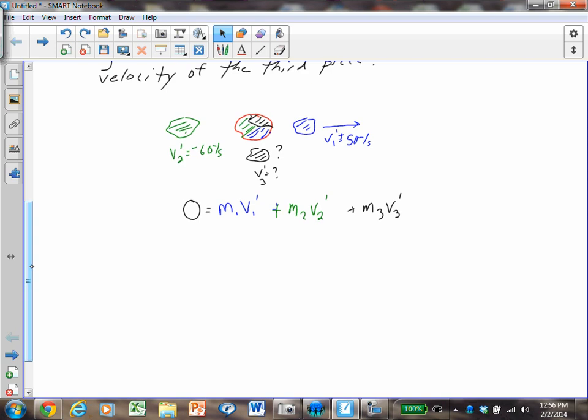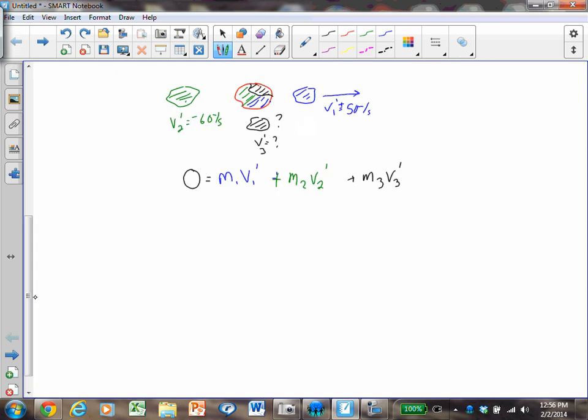So the blue piece that went east was 1 kilogram, and it was going positive 50 meters per second because it was east. The green piece was 1.5 kilograms, and it was going west at minus 60 meters per second. The minus is for the west. The total must be 3 kilograms because it was a 3 kilogram melon, so the third piece must be 0.5 kilograms, and we're looking for V3 prime.